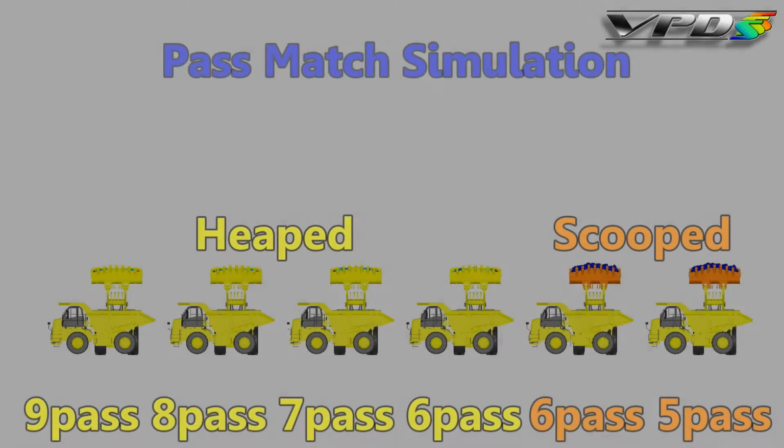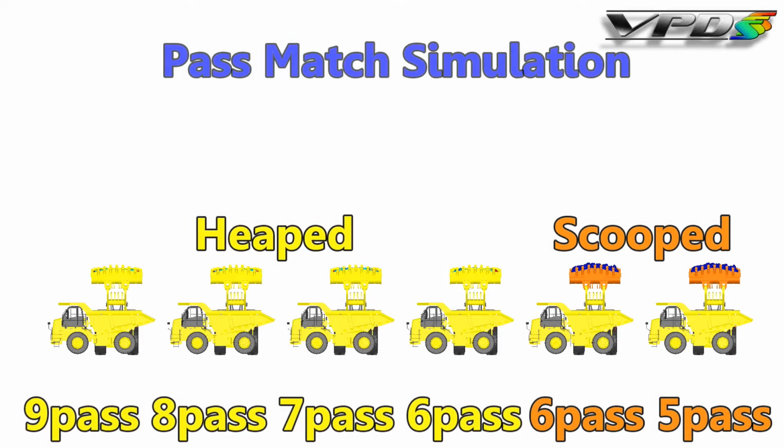Now we take the heaped and scooped piles and use them to simulate 6 different configurations to see how many passes are needed to load the truck. We have 4 heaped pile simulations and 2 scooped pile simulations that you see in the orange buckets on the right.